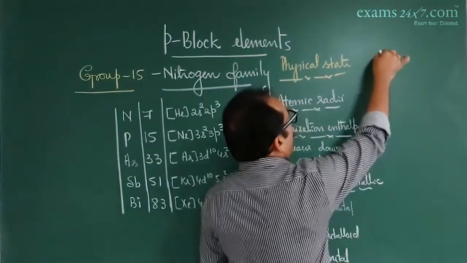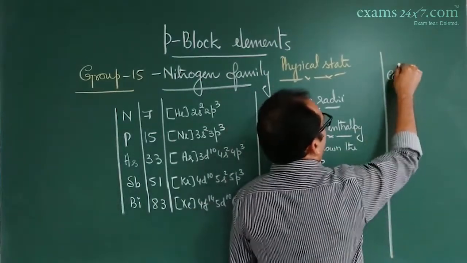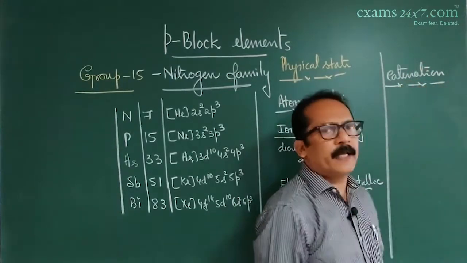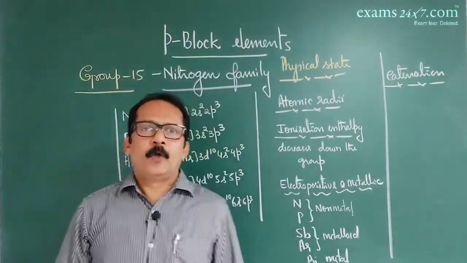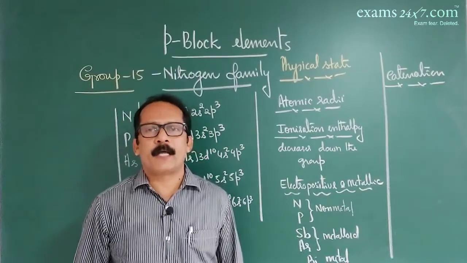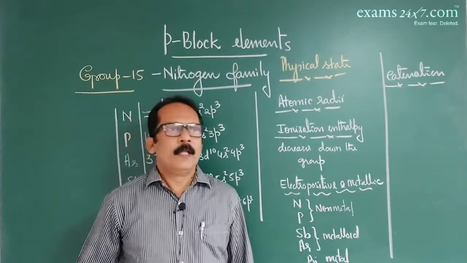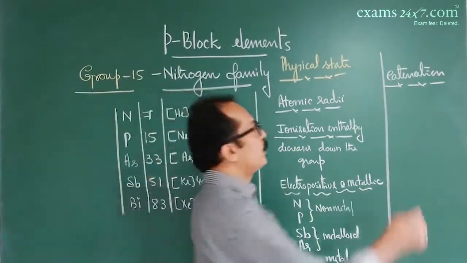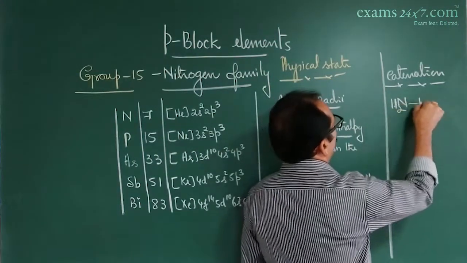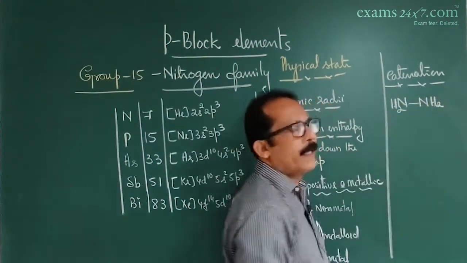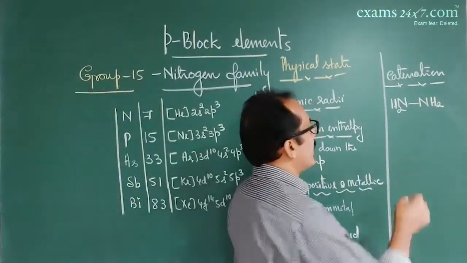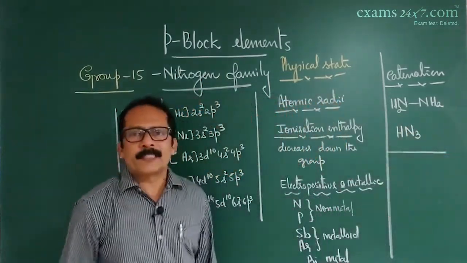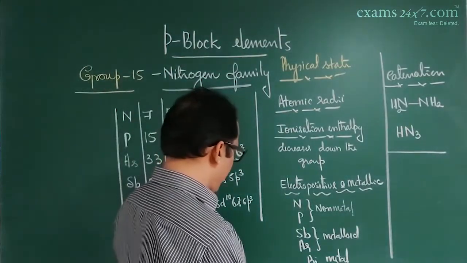Now, the catenation property. Tendency to exhibit catenation is less. But among group number 15, nitrogen and phosphorus exhibit catenation. Simple examples of catenation for nitrogen: hydrazine molecule, N2H4, where two nitrogen atoms link together. Next one is hydrazoic acid, HN3. So this is about the catenation property of group number 15.